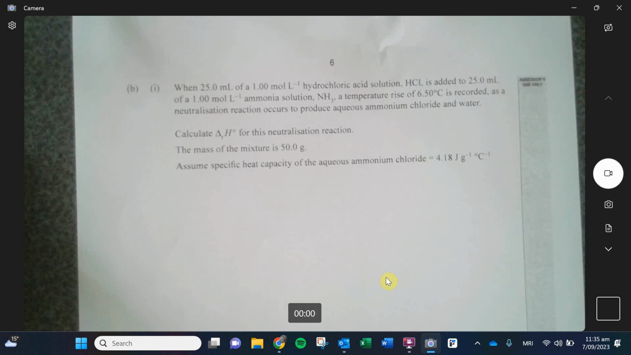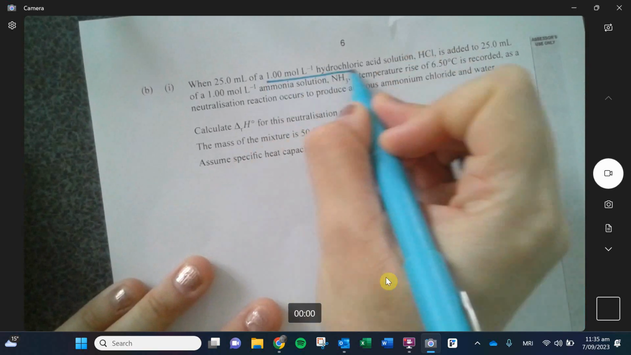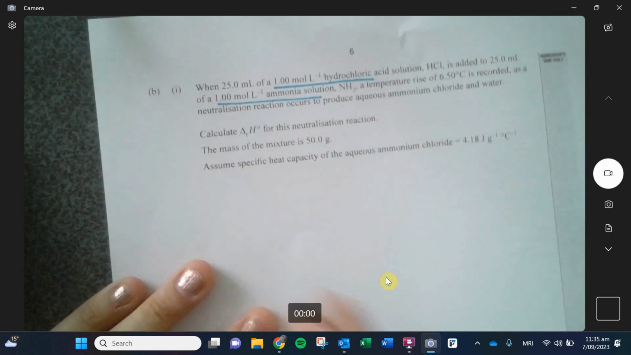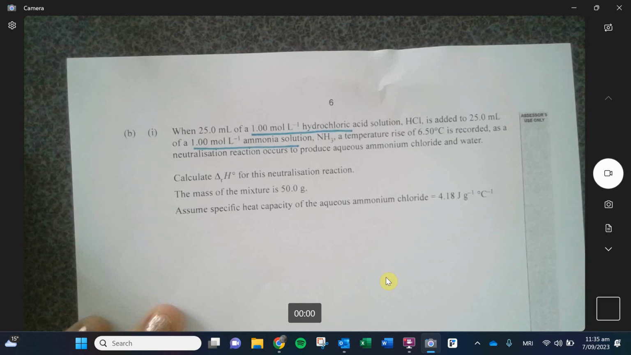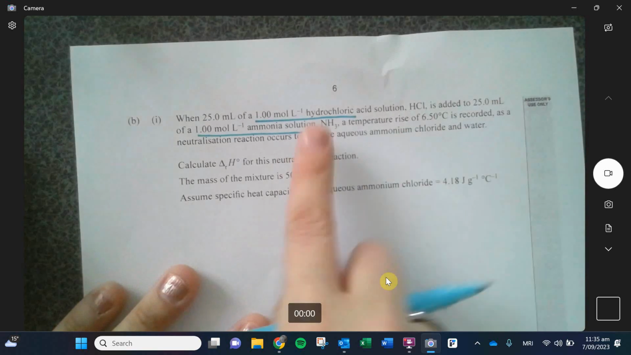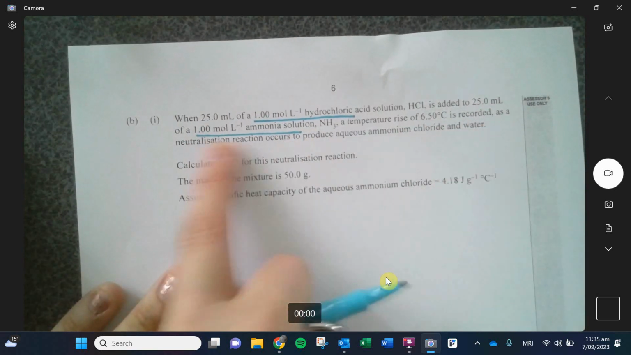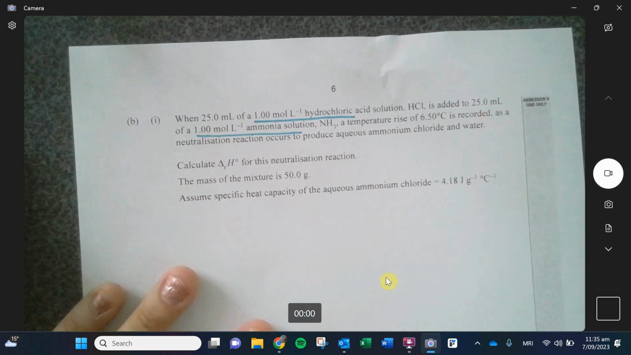All right. So in this question here, we are mixing hydrochloric acid and ammonia. So hydrochloric acid and ammonia are my two things that I'm mixing together. They give us the concentration for each solution, and they also give us the volume. So that's really important because that can then tell us the amount that we are dealing with. So we have our acid concentration, the volume, our base concentration, and our volume as well.